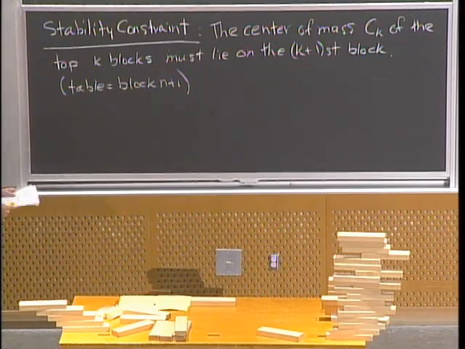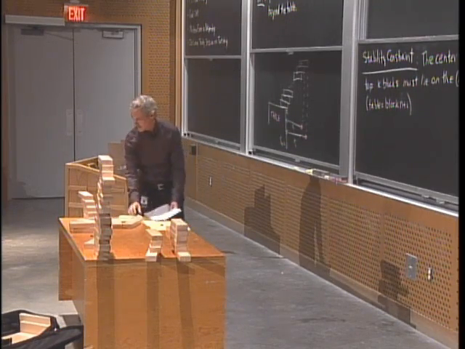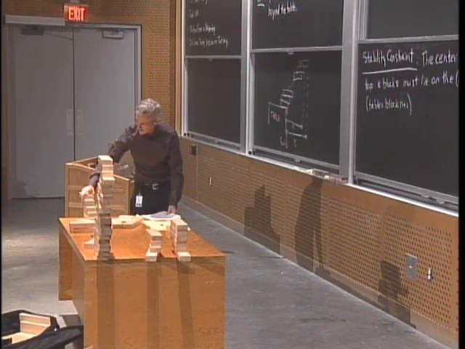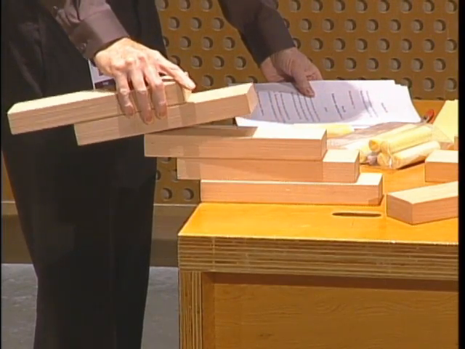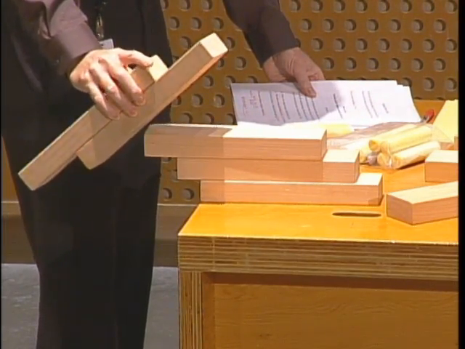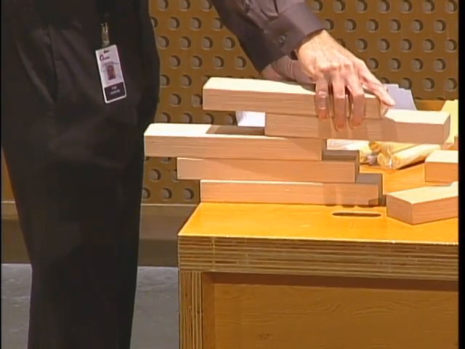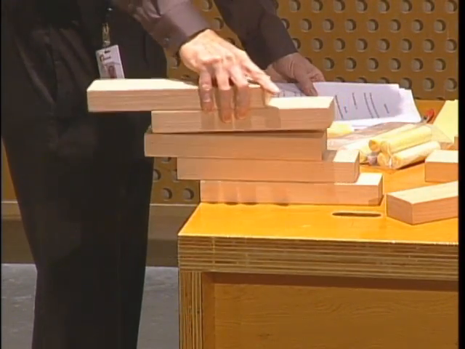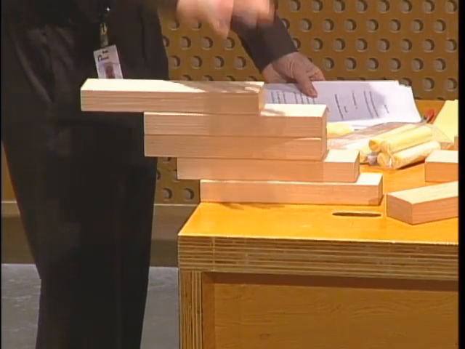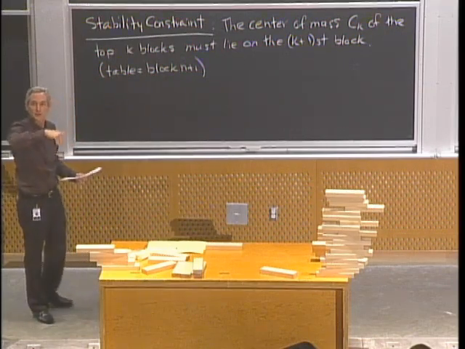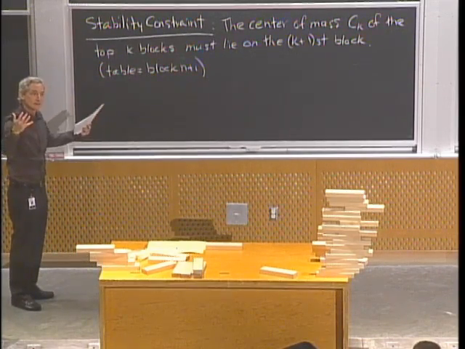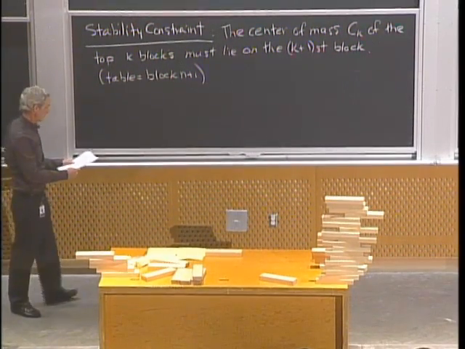Okay, so if at any point we've got K blocks and their center of mass is out here, they'll fall over at that point. Or if you were building it this way, they would fall over that way. All right, so for each set of the top K blocks, the center of mass has to be on the block below. And if it is, we're fine. It won't fall over.